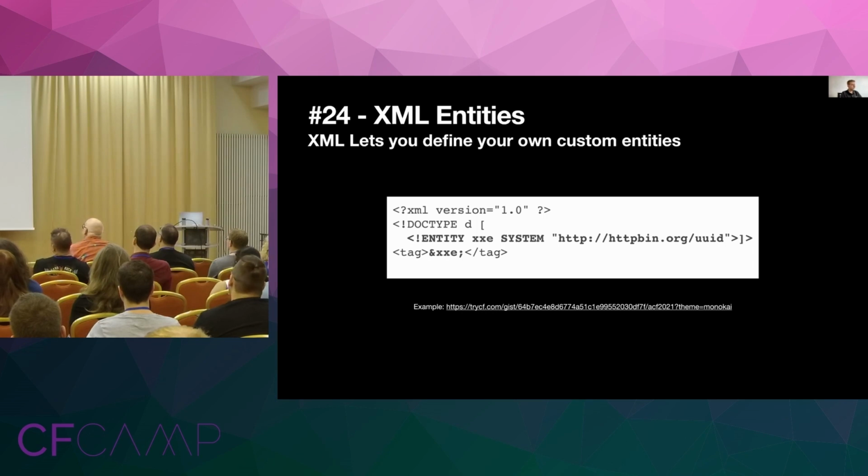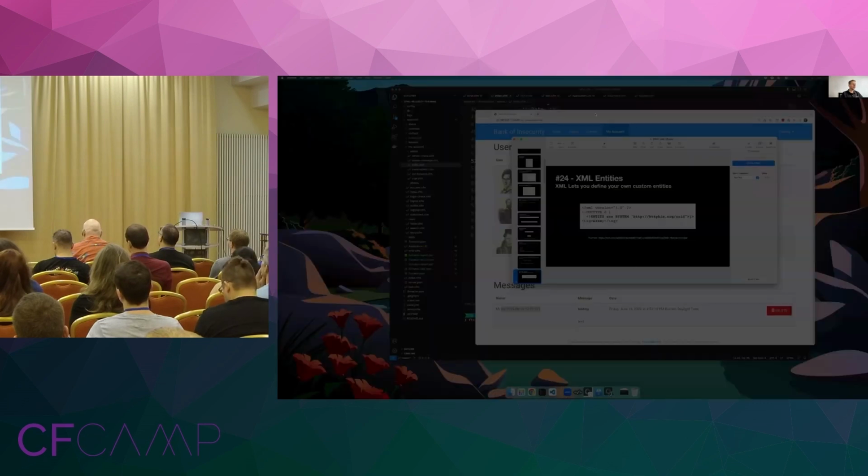And it turns out it was very useful for attackers to use this feature, and it's constantly being used, probably more by attackers than for actual legitimate uses. But in this case, we're defining an entity called XXE that will make an HTTP request to that URL, httpbin.org/uuid. And whenever we are outputting ampersand XXE semicolon, it's going to put the value of whatever was fetched from this URL. In this case, it's going to be a UUID. So I've got an example where we can see this.